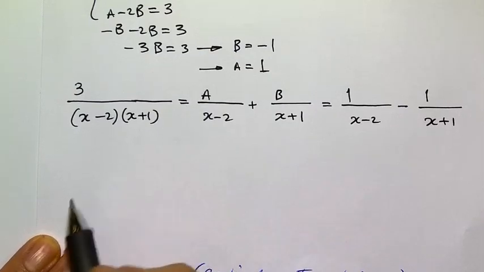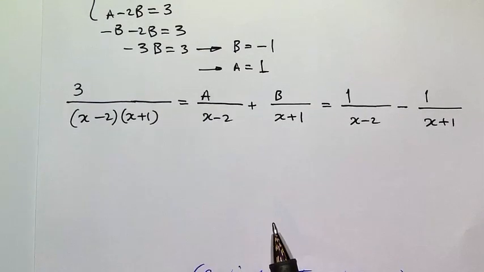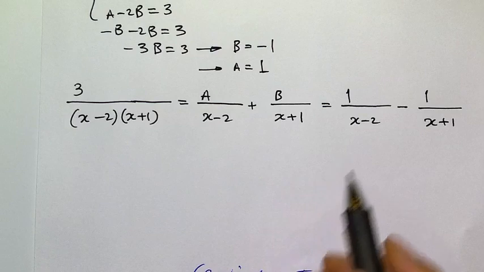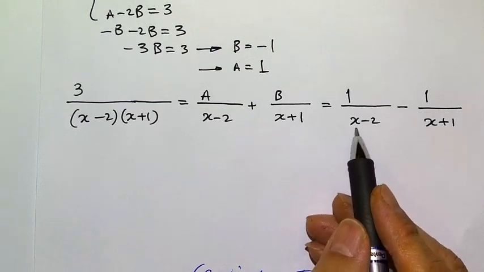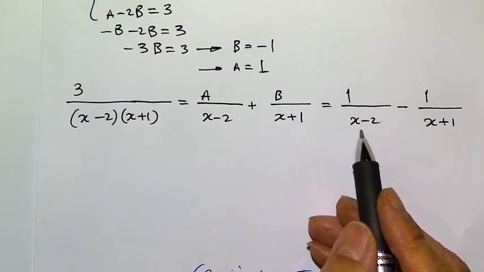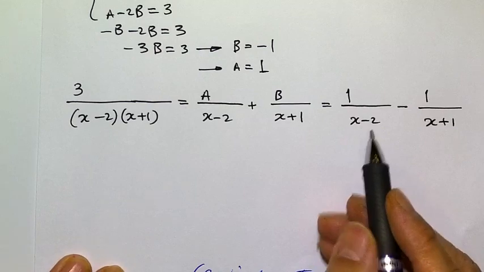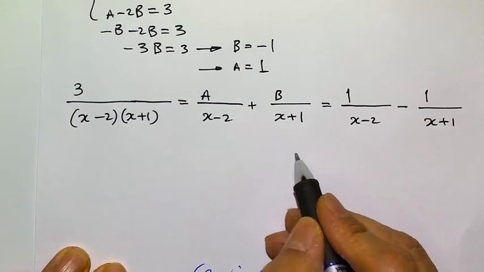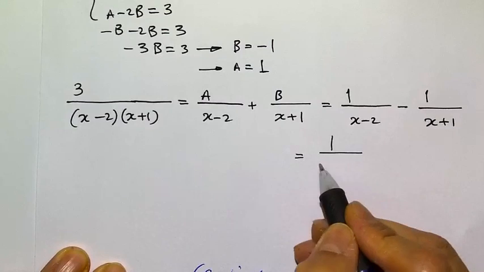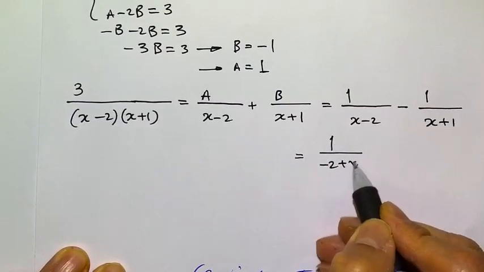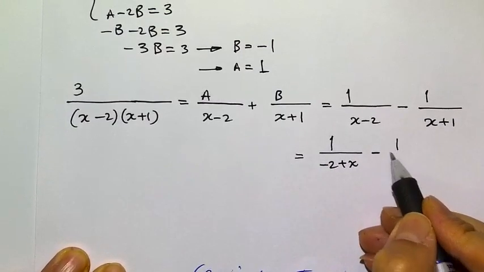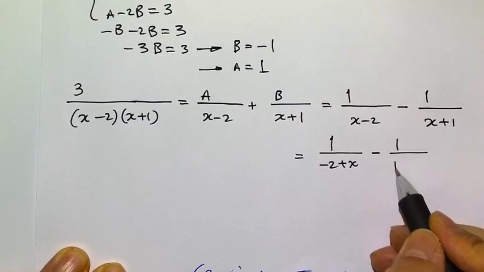So let's do that. I'm going to rewrite this as minus 2 plus x. So let me rewrite that. So we have that is equal to minus 2 plus x. And this one, instead of x plus 1, 1 plus x.